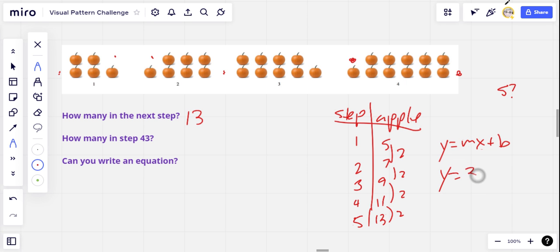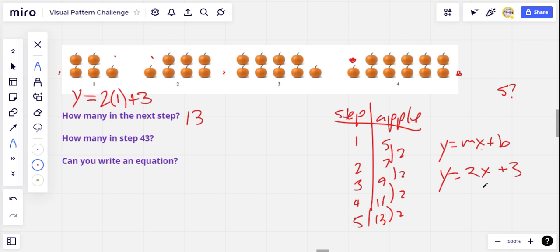So y equals 2x. And then we just need to find whatever the b is, and we can do that by checking this part of the equation with the first step. So x represents the step number. So if we put in the step number for x, I'd get y equals 2 times 1. That would equal 2, but then there are 3 more in this step. So to make that work, we just add 3 in our equation.